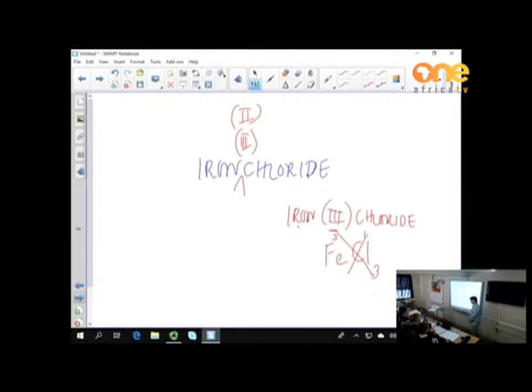All right. If I get a formula, copper(II) chloride. Copper has got 2 bonding places. If I have copper(I) chloride, it's got 1 bonding place. So copper(II) chloride would look like that. Eh? And copper(I) chloride would look like that. Do you understand? All right.